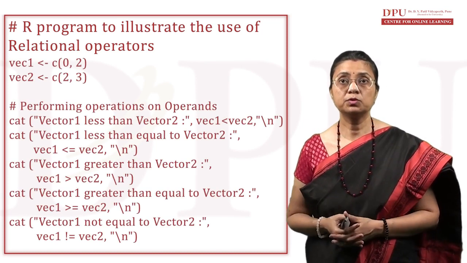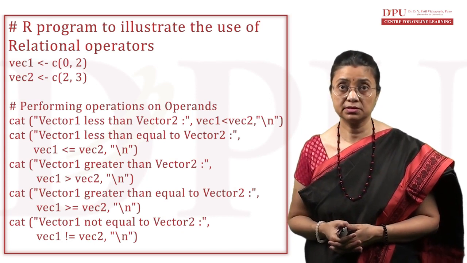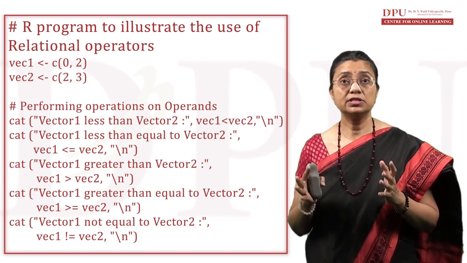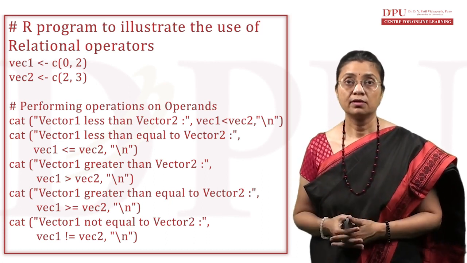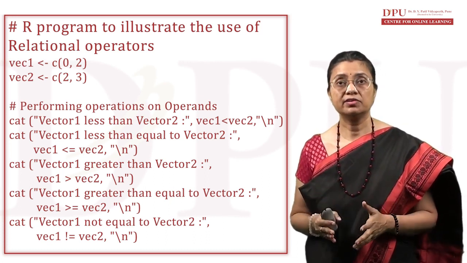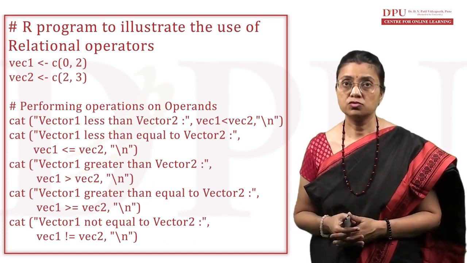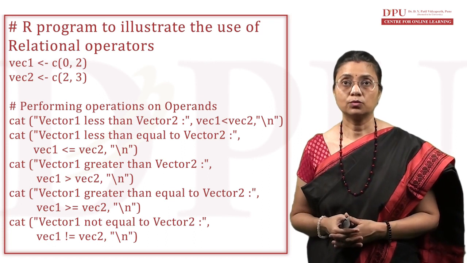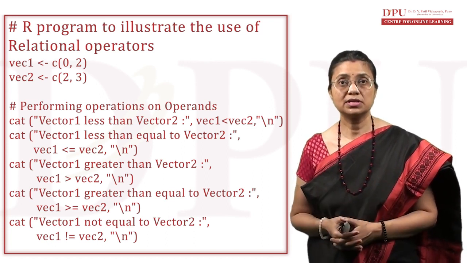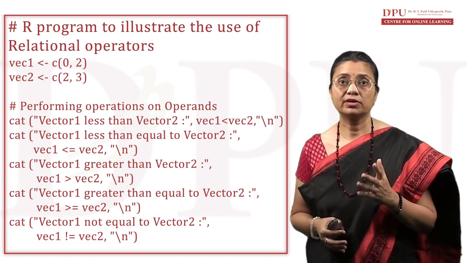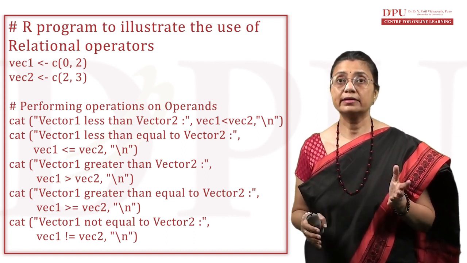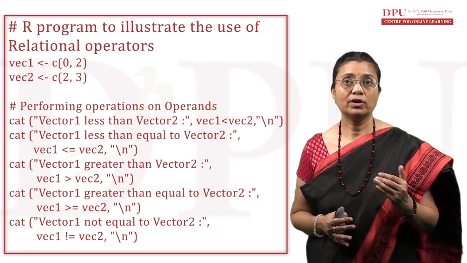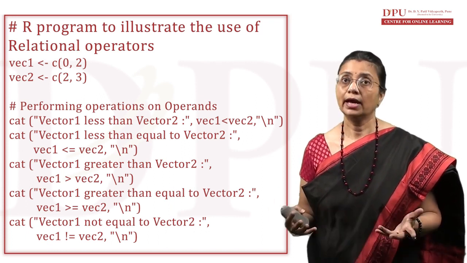So, our program to illustrate the use of relational operators: we can say vector 1 is equal to c(0, 2), whereas vector 2 is c(2, 3). You can see over here there are two vectors, vector 1 and vector 2. Now, performing the operations, we have used the cat command with vector 1 less than vector 2, directly writing vector 1 less than vector 2 and a new line.